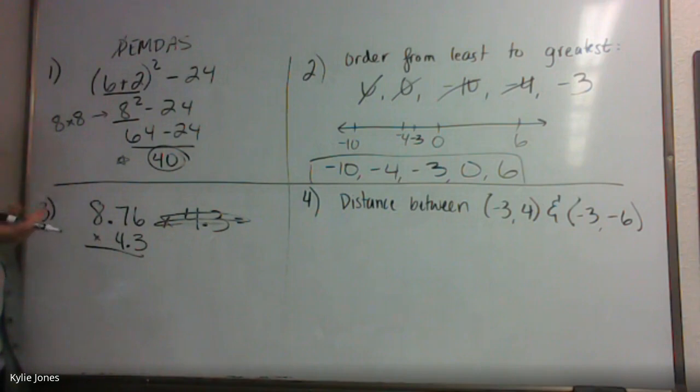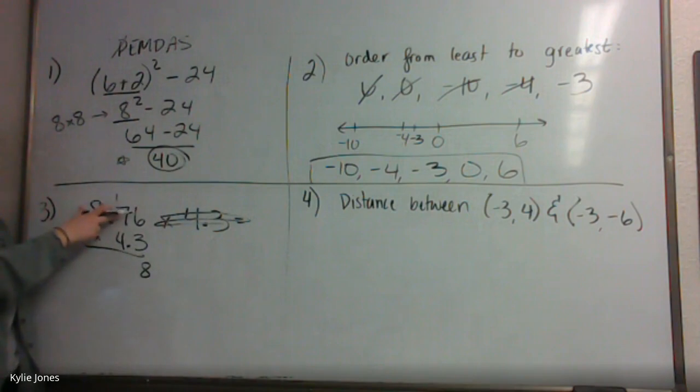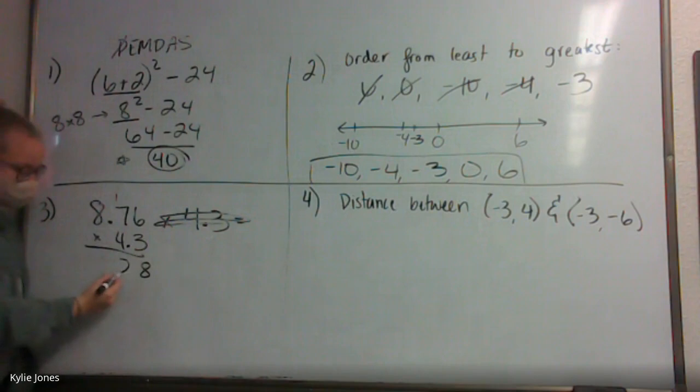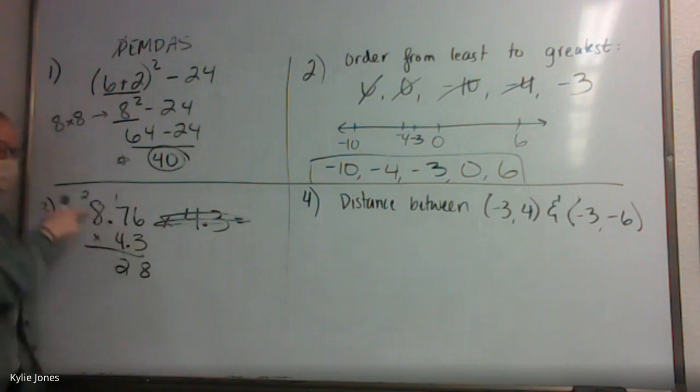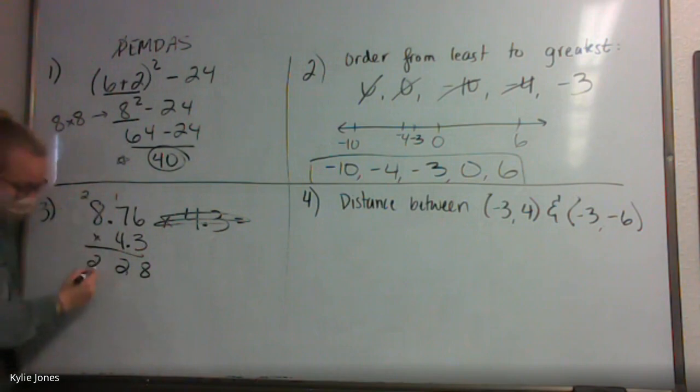So now we just need to do our multiplication. Ignore our decimals for now. What is 3 times 6? Not 24. 18. Carry your 1. What is 3 times 7? 21 plus 1? 22. Carry your 2. What is 3 times 8? 24. 24 plus 2? 26.